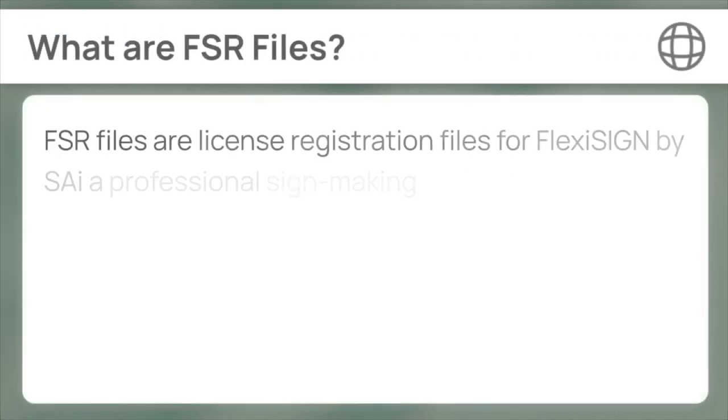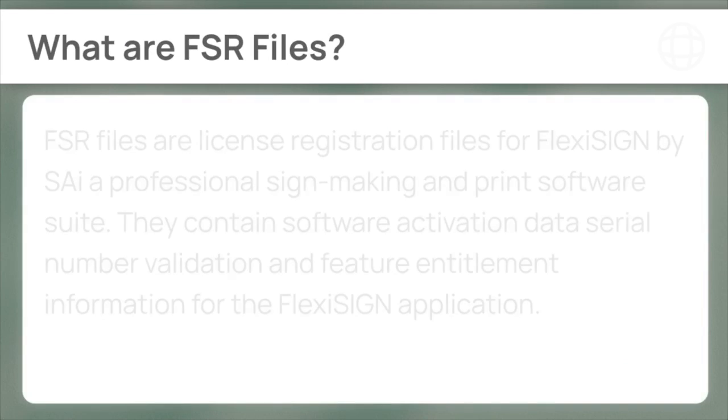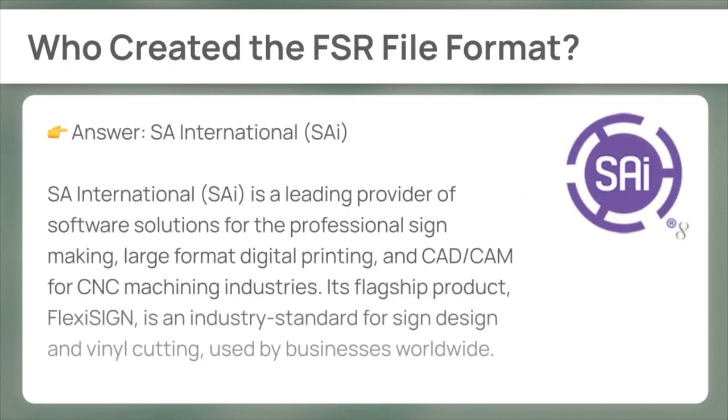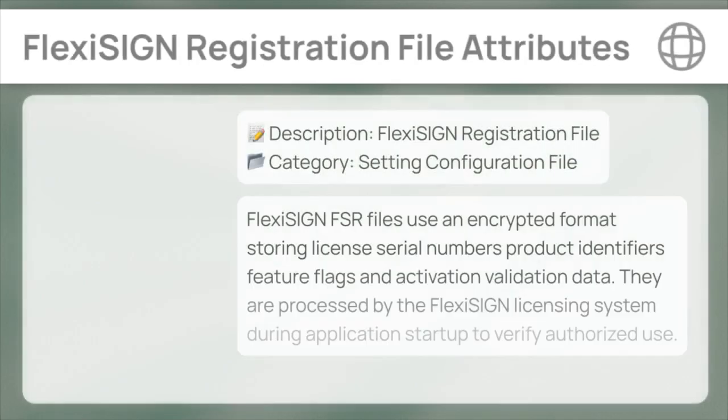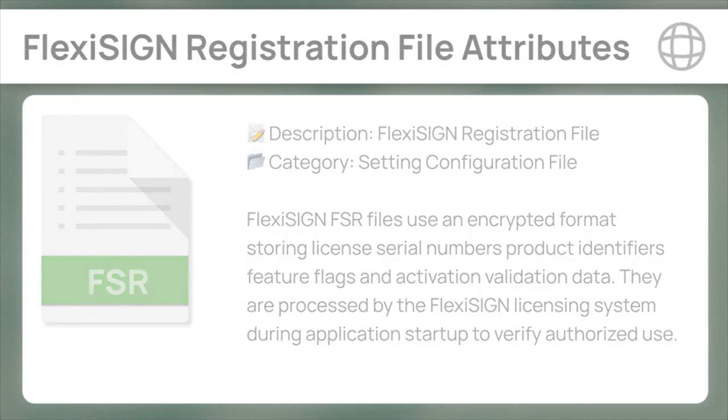FSR files are license registration files for FlexiSIGN by SAi, a professional sign-making and print software suite. They contain software activation data, serial number validation, and feature entitlement information for the FlexiSIGN application. FlexiSIGN FSR files use an encrypted format, storing license serial numbers, product identifiers, feature flags, and activation validation data. They are processed by the FlexiSIGN licensing system during application startup to verify authorized use.